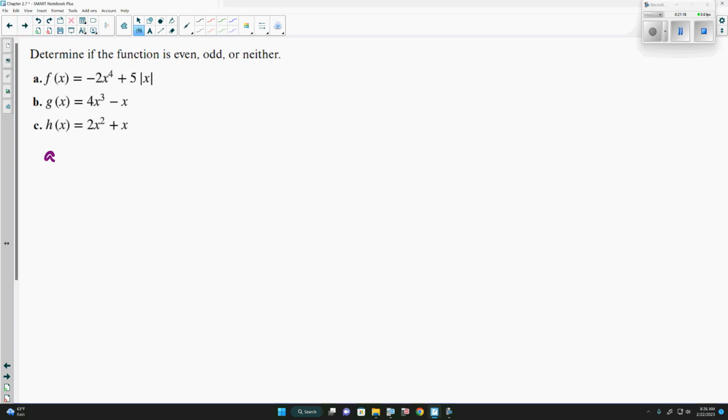Determine if the function is even, odd, or neither. Now, the first place I always start out with is f of negative x. That's the first one I always look at. Because for it to be even, f of negative x is going to have to equal f of x. We already have f of x. That's the starting function. So f of negative x is just saying we're replacing every x value with negative x. We have negative 2, parentheses, negative x to the fourth, plus 5 times the absolute value of negative x.